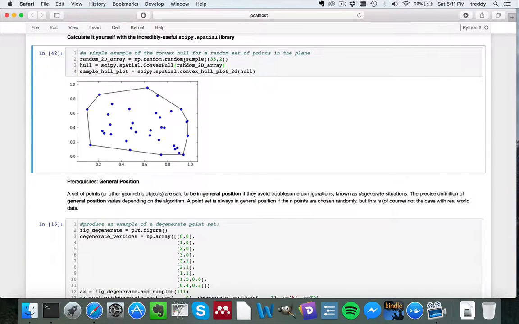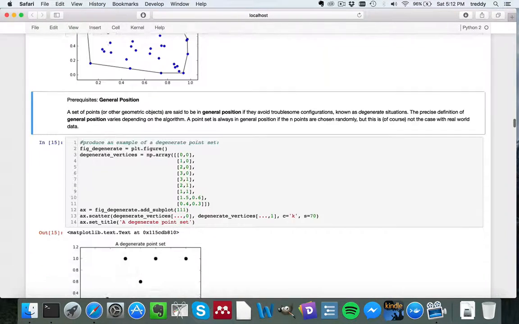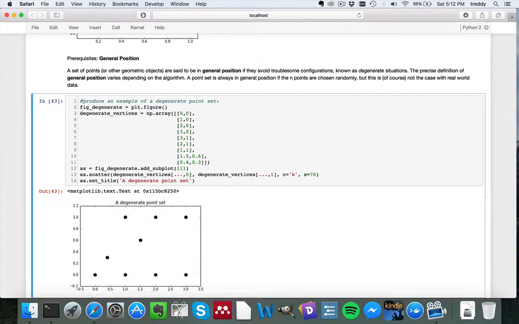There might be redundant points, or points that are just a little bit too close together, so that if they're within 9 decimal places, at effectively the same position, the algorithm might have floating point problems during the calculation. So it's just something to be aware of. So here I've produced an example of a degenerate point set.